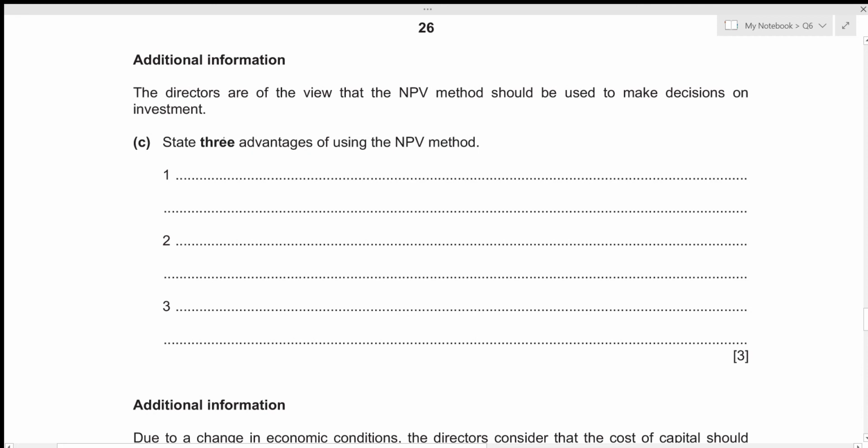We are given additional information. The directors are of the view that net present value method should be used to make decisions on investment. Now we need to state 3 advantages of using the net present value method. The very first one is that the net present value method considers time value of money because we are incorporating the discount factors in order to bring the cash flows to their present value. So that's a major advantage. Let's write it down. It considers the time value of money.